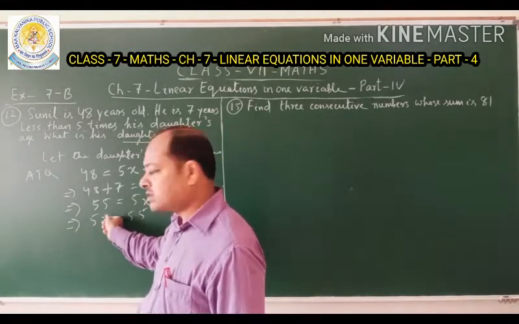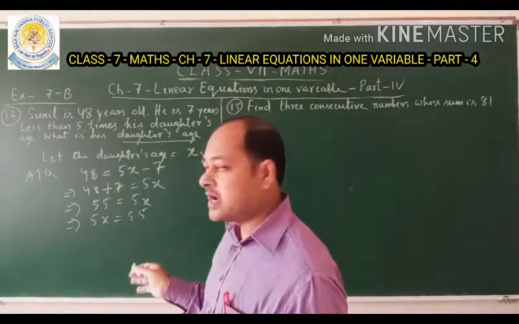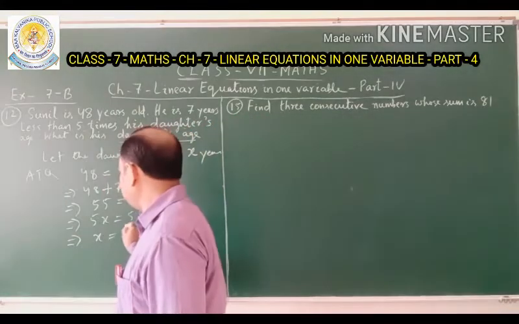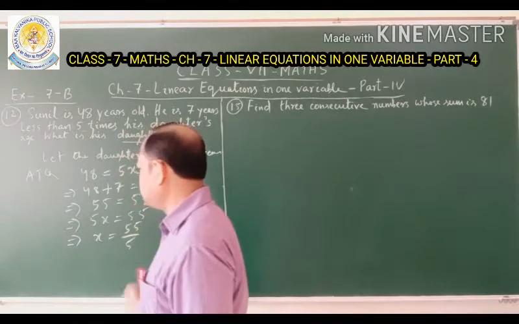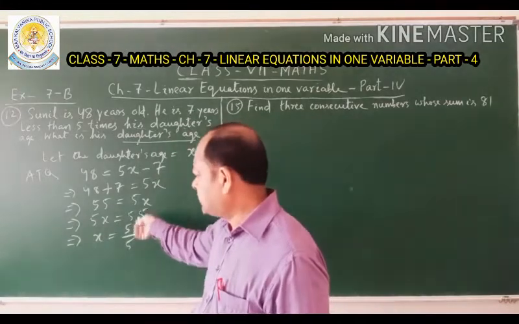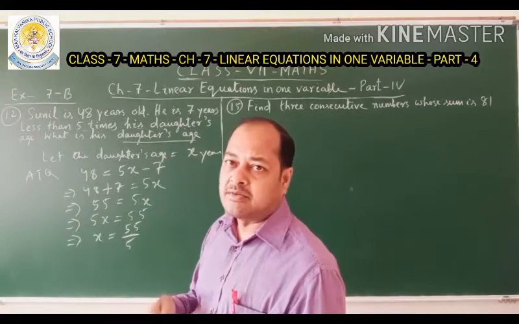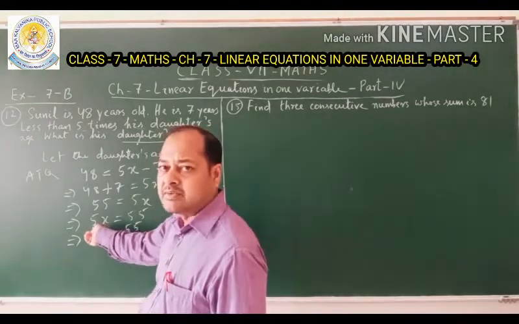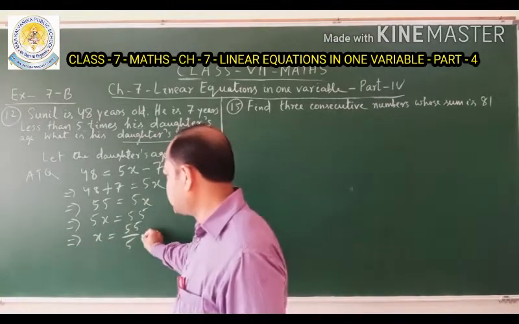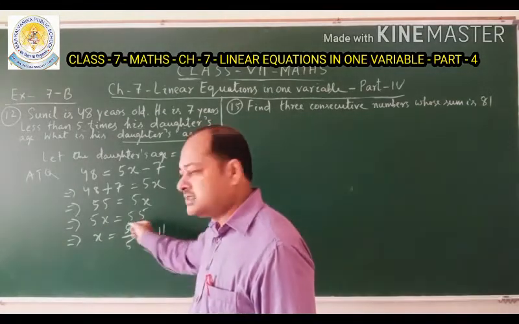Now we have to find the x value. Here we see that 5 is multiplied with x, so 5 is to be transposed to the other side. So x equals 55 upon 5, because 5 is multiplied with x here. When transposed to the other side, it will be divided. When multiplied, it will be divided. When divided, you have to multiply. So here 5 is multiplied. When it is transposed, 55 will be divided by 5. So what is the result? 5 elevens are 55.